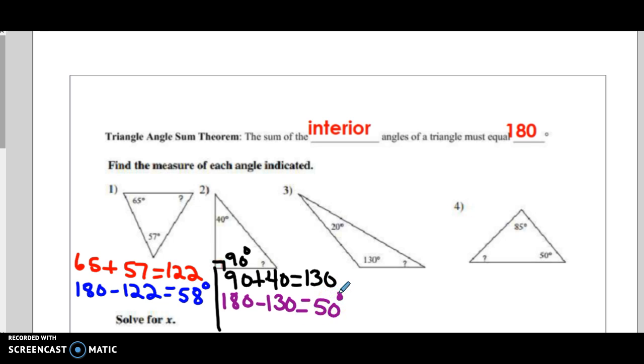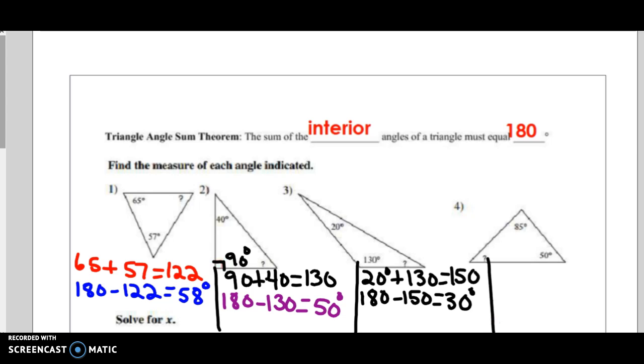Now I want you to pause the video and try question number 3. So in question number 3, it tells me that one angle is 20 degrees, the other is 130 degrees. So let's add them together. 20 plus 130 gives me 150. 180 minus 150, I get 30 degrees.